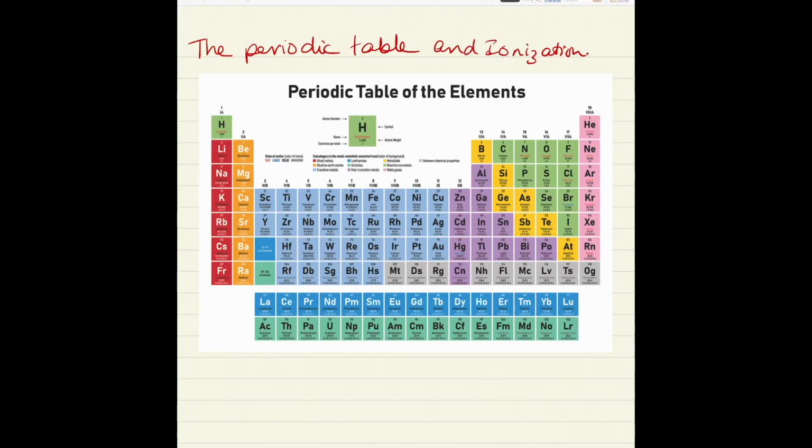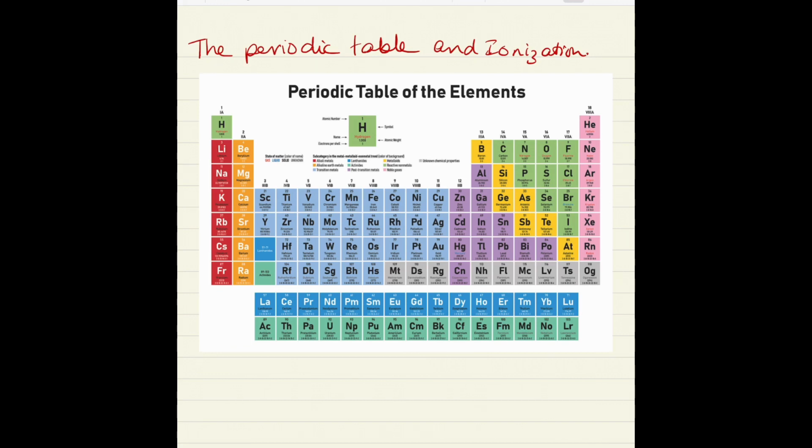Okay, for this video, we are going to be looking at how ionization relates to the periodic table, or how the periodic table relates to ionization. On the screen, you are seeing an example of a periodic table. As you should know by now, most of the periodic table is made out of metals. Only these atoms here in green are really non-metals.